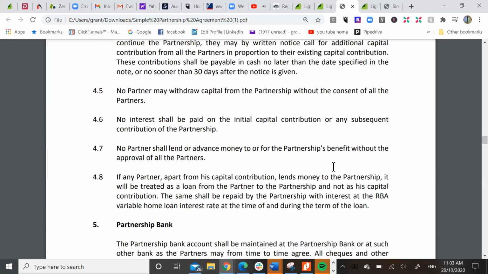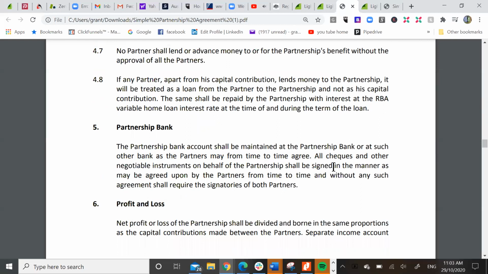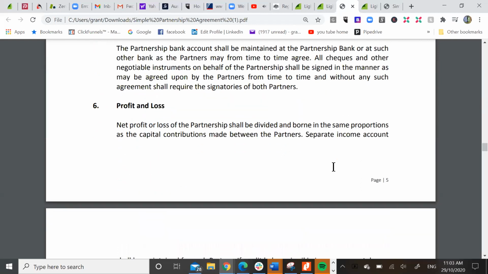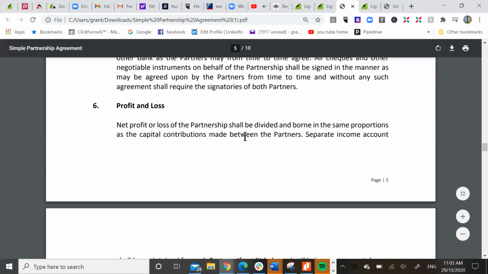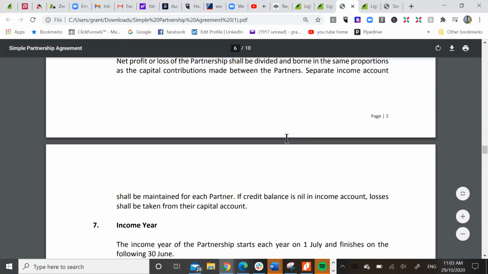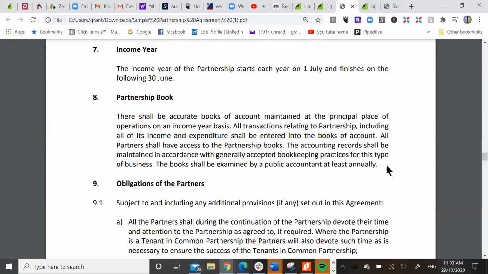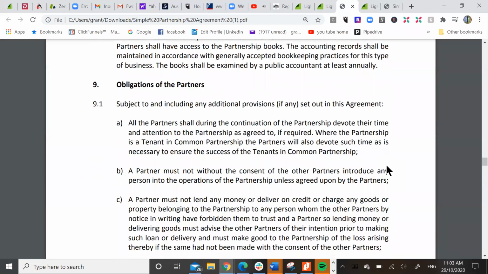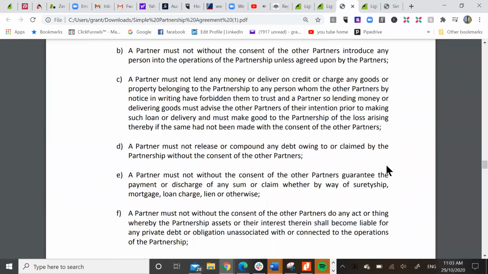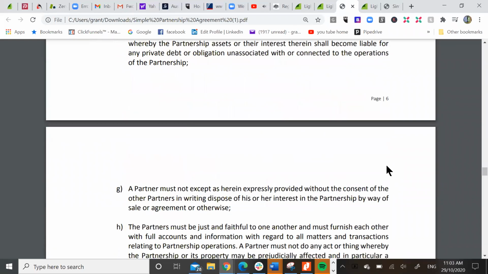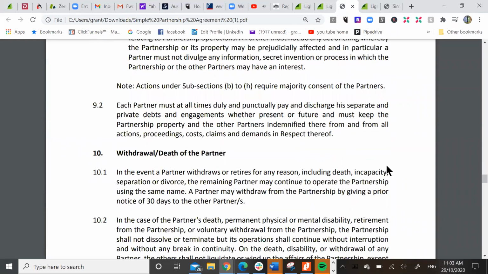Withdrawal, you can't withdraw capital. There's a whole lot. Again, this is enterprise partnership bank. P&L, net profit or loss of the partnership, be divided and borne in the same proportion as the capital contribution made by the partners. So again, this is a really nice little one to evidence a partnership, particularly for property, but also for a JV. So we go through the income year, a partnership books account, all the operations of the partners, what they're able to do, they're able to give charges, etc., provided it fits within the law.